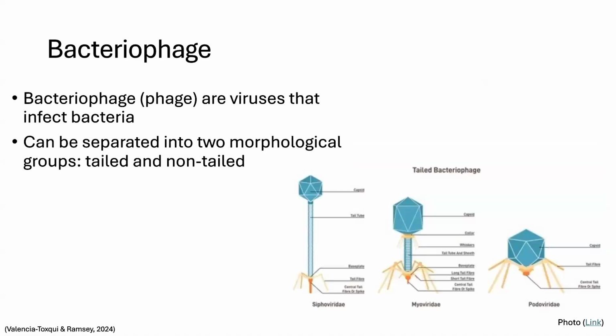Phage are viruses that infect bacteria, and they can be separated into 2 morphological groups, tailed and non-tailed. I specifically will be looking at tailed phage, which come in 3 different types: the siphovirus, the myovirus, and the podovirus. Each of these phage contains a capsid, a tail tube, a base plate, and then tail fibers, with the siphovirus having a long and flexible tube, the podovirus also having a flexible tube that is much, much smaller, and then the myovirus, which has a tail that is covered by a sheath, making it less flexible.